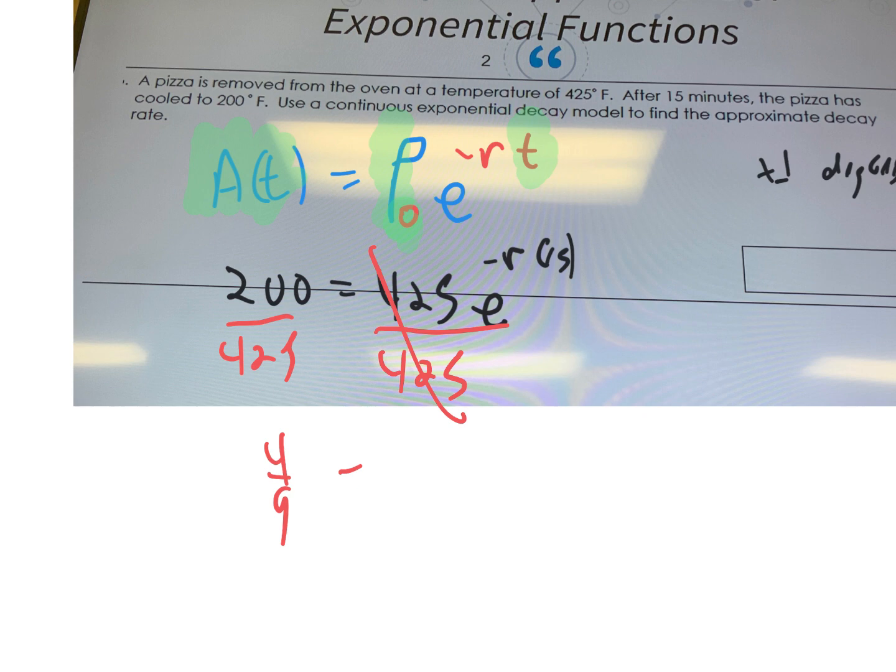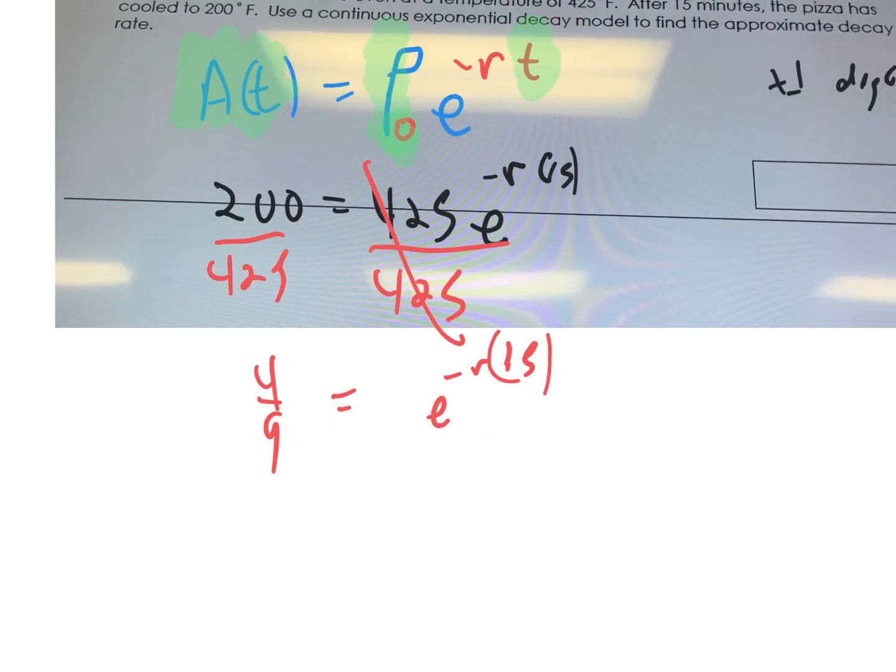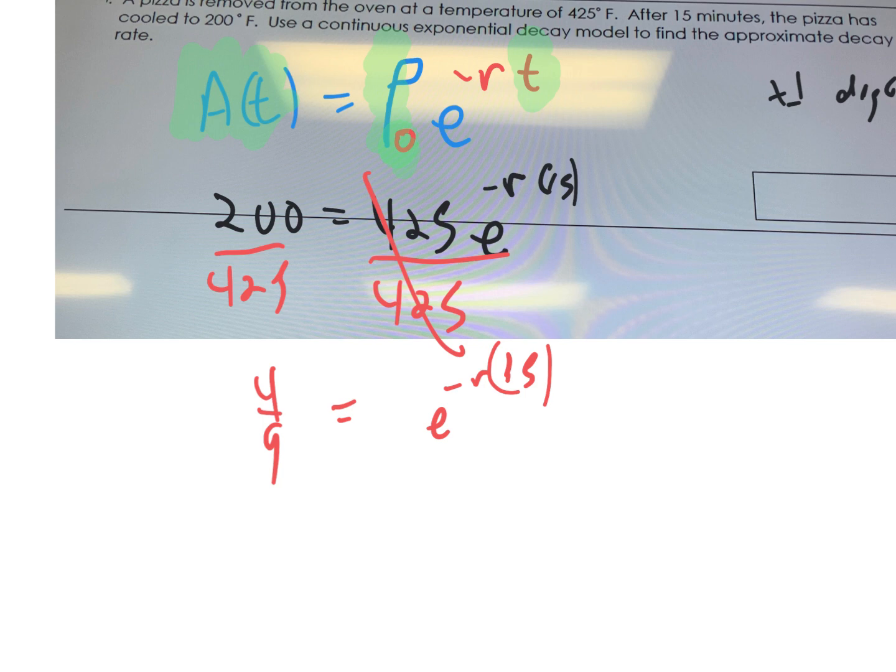If you're going to use decimals, don't round them. Use like 10 decimals. That's why I'm keeping 4/9. It's exact. If you're using decimals early, your answers might be off. So 4/9 equals e raised to the negative r times 15. Now, here's my question to you. Some of you guys got a good grade on your test last week. Prove it to me. How do I get rid of this base e?